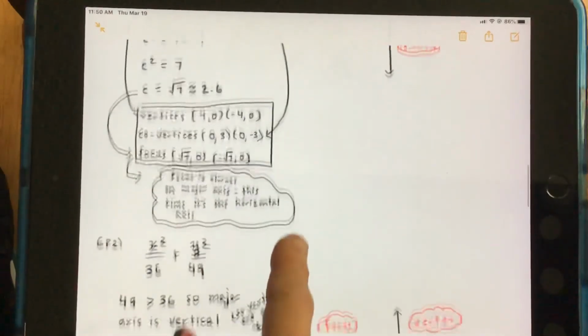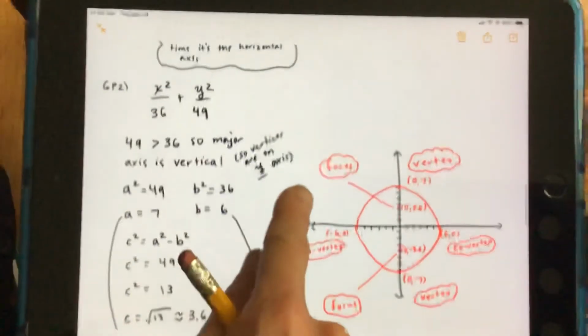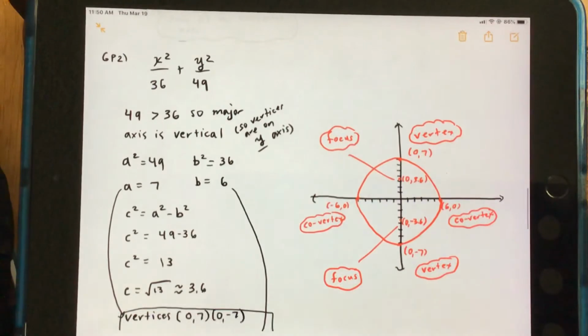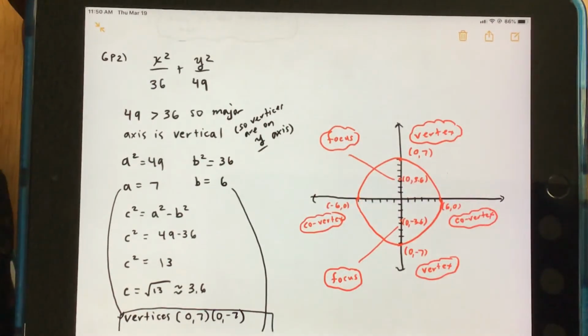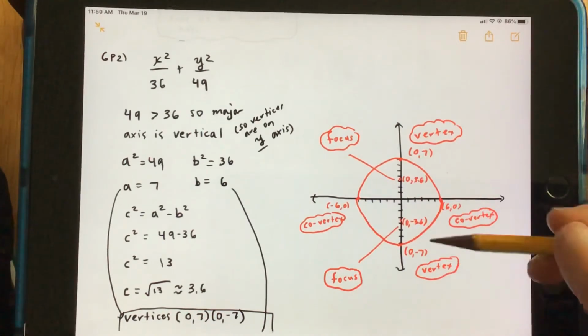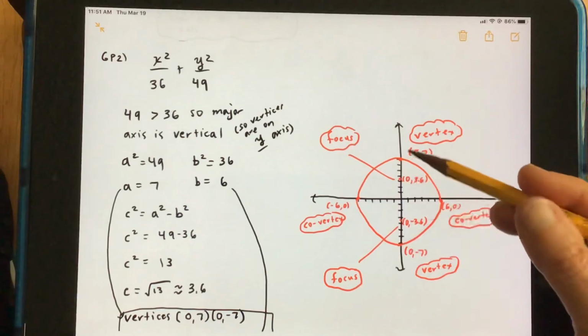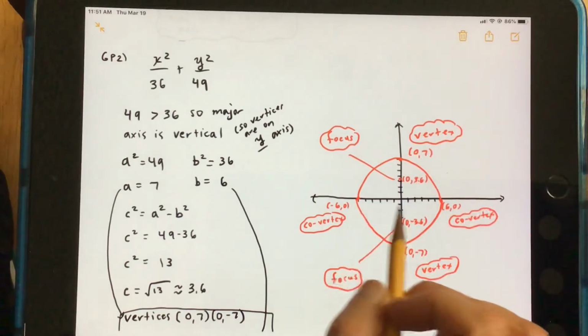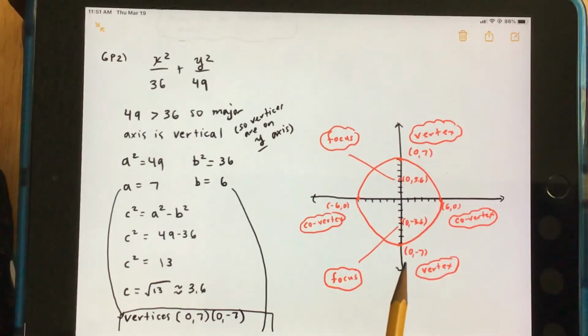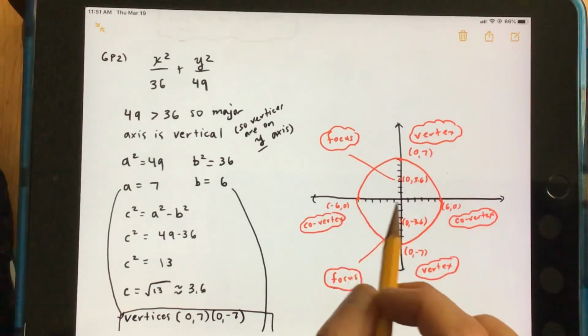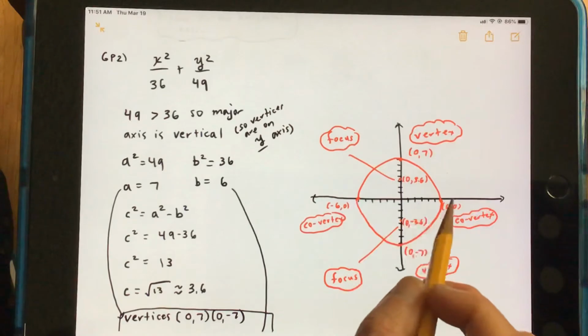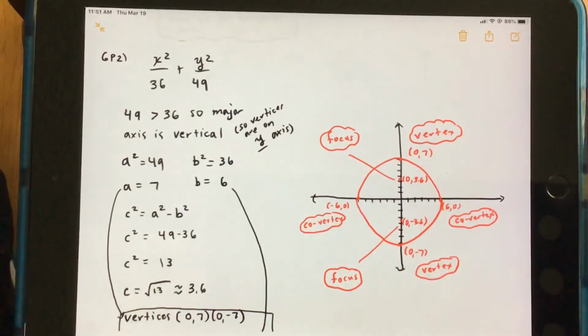Guided practice 2. So we're going to take a look at the graph that you're going to end up making, but you can't make it until you identify your A, B, and C numbers. So again, this is a squashed circle. It almost looks circular, but this time notice that our vertical axis here is a little bit longer than our horizontal axis, because our vertical axis goes up as high as 7 and down as low as 7, and our minor axis here, our x-axis, our horizontal axis, only goes as far to the right as 6 and to the left as far as negative 6.